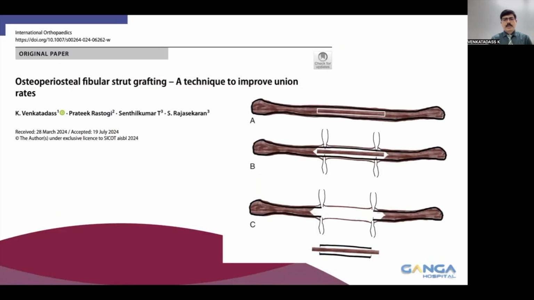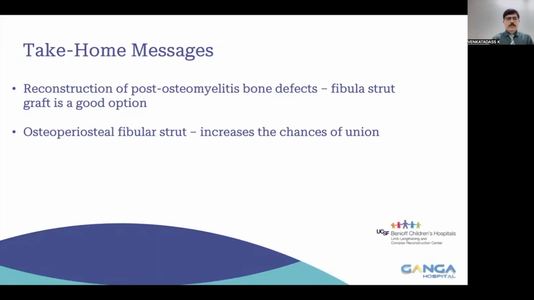So we published this technique in International Orthopaedics in 2024. And the take-home message from this case is that for reconstruction of post-osteomyelitis bone defects, fibular strut graft is a very good option, but an osteoperiosteal fibular strut graft increases the chances of union.